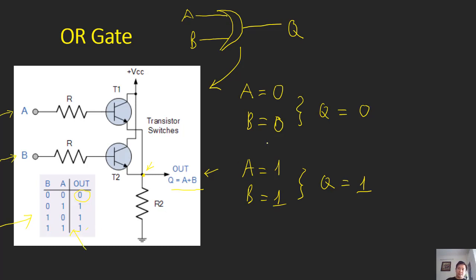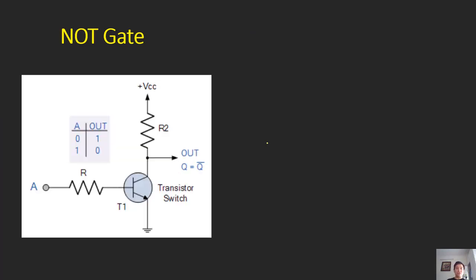Okay. So that's the OR gate. The next is the NOT gate. The symbol of the NOT gate is this. If we have A here, the output is not A. The definition of the NOT gate is: if A is not true, the output is true, and vice versa. If the input is not true, the output is true.